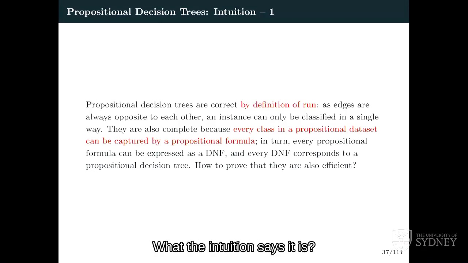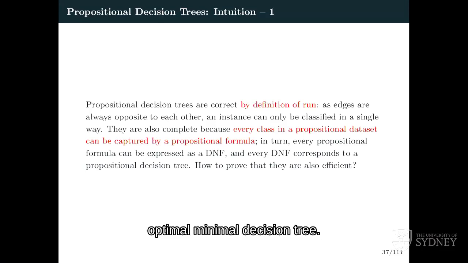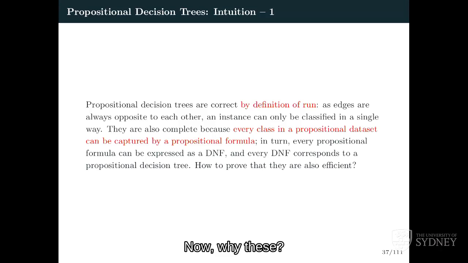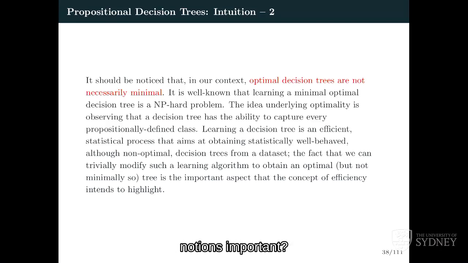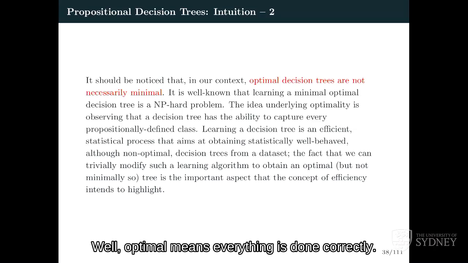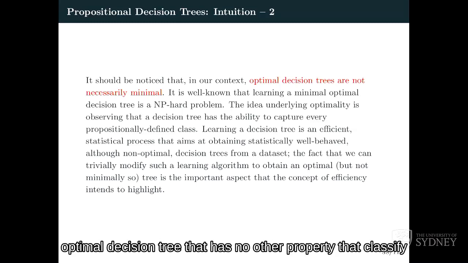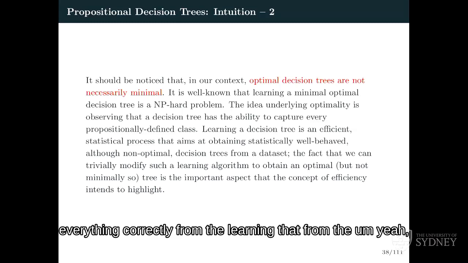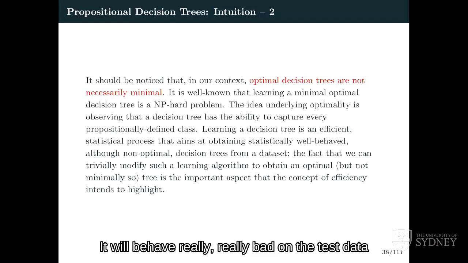Is it also efficient? Well, the intuition says it is. It's not that obvious actually. Why? Because people always confuse, I know I confused it, the notion of optimal decision tree with the notion of optimal minimal decision tree. Why are these two notions important? Well, optimal means everything is done correctly, and I already said I don't want it in actuality. In the real case, I don't want them because an optimal decision tree that has no other property, that classifies everything correctly from the learning data set, will behave really, really badly on the test data set.